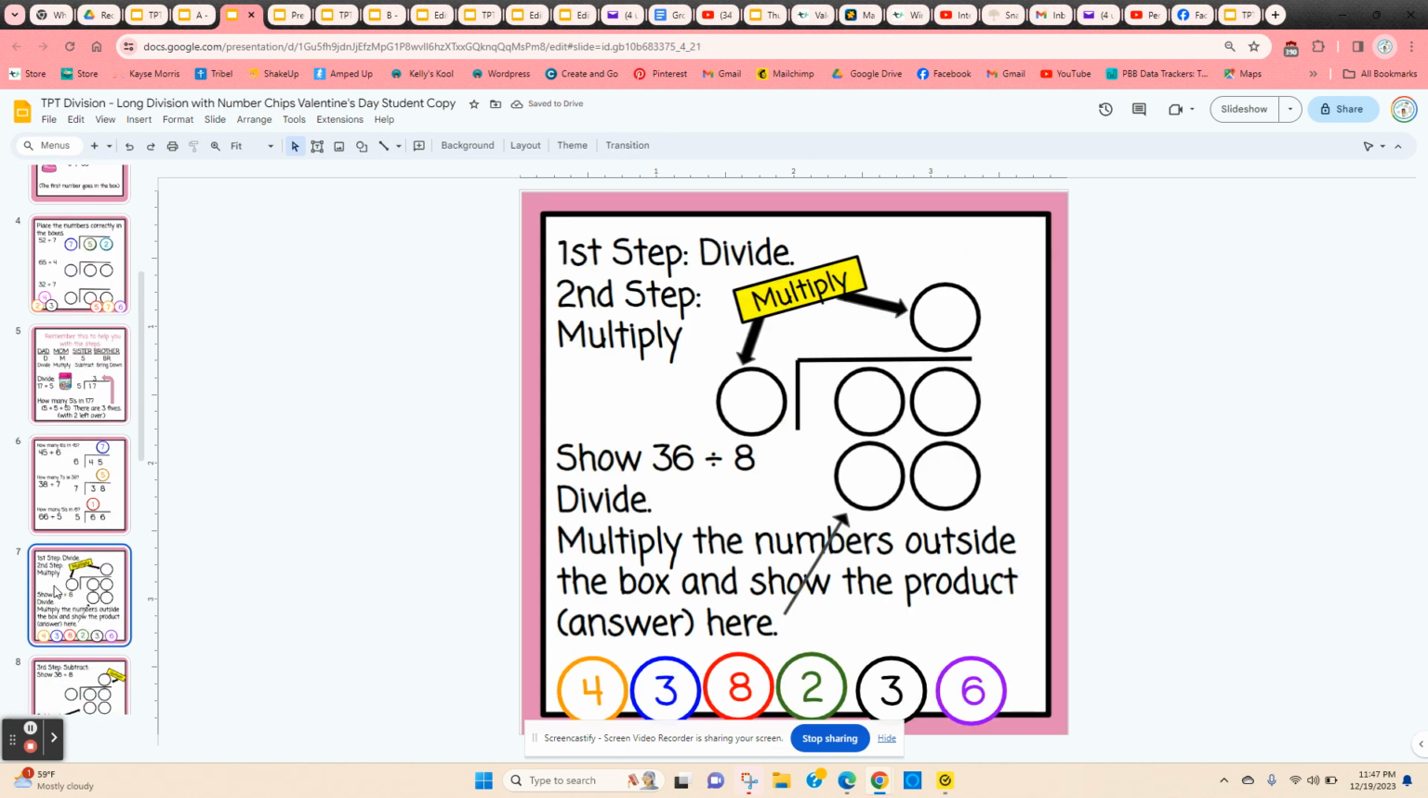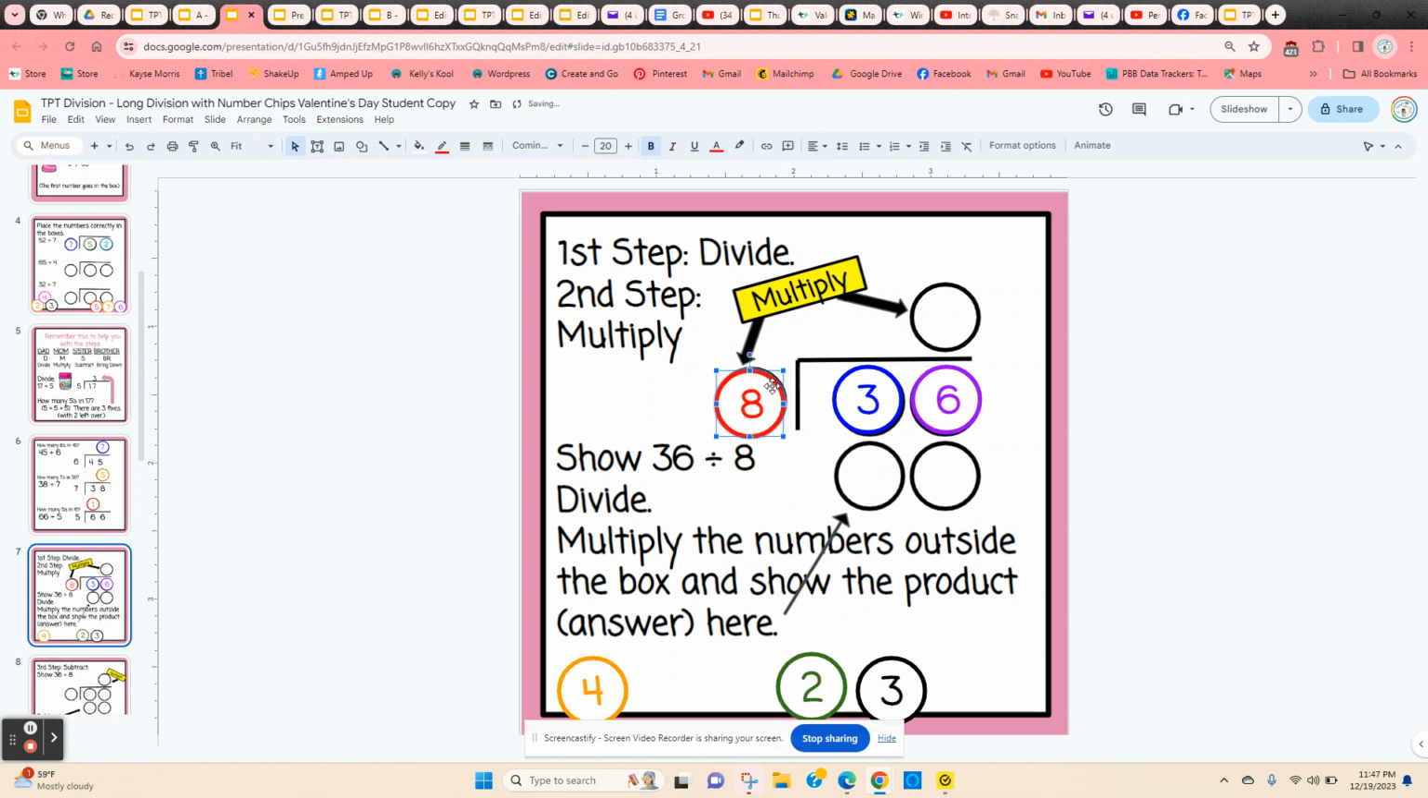On the next slide, they're just going to do the first 2 steps. They have a problem here, 36 divided by 8. At this point, they know where the numbers go, so they're just going to place the numbers in the problem. Then they divide: 8 goes into 36 4 times, so they move the 4. The next step is to multiply. They multiply the numbers on the outside of the box, 8 times 4, and they get 32. So that is just the first 2 steps.